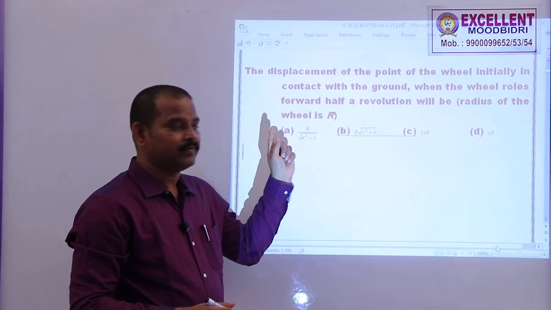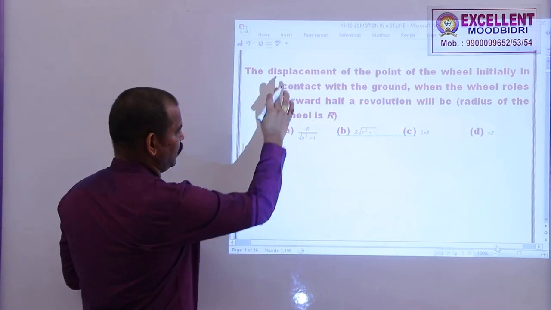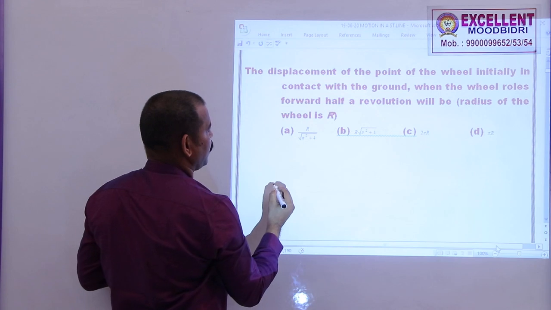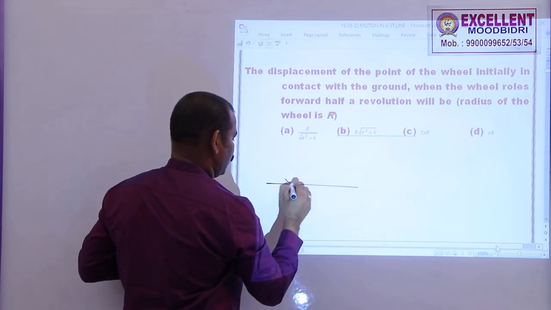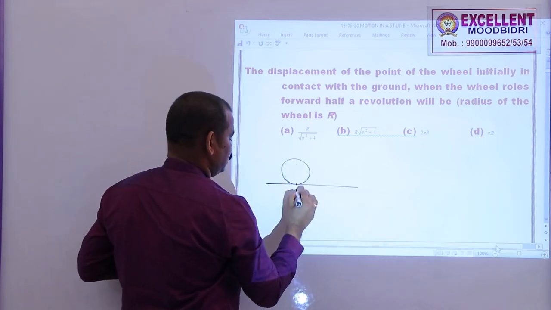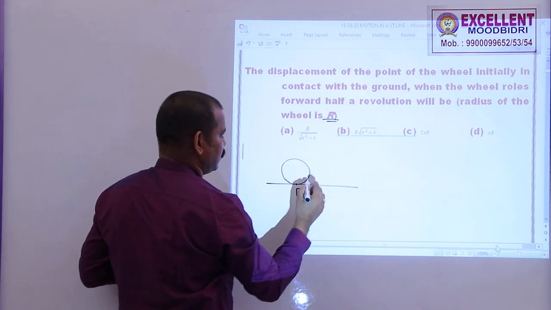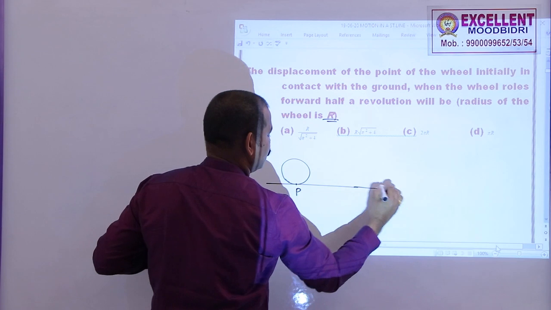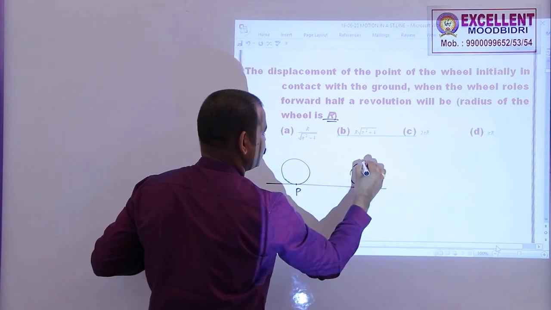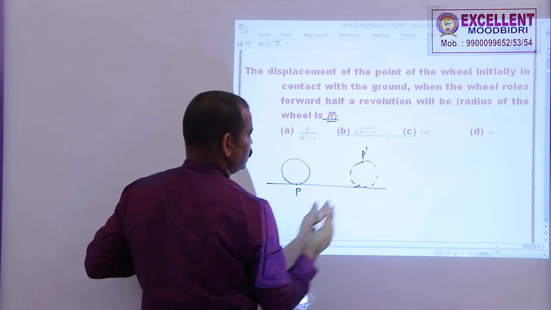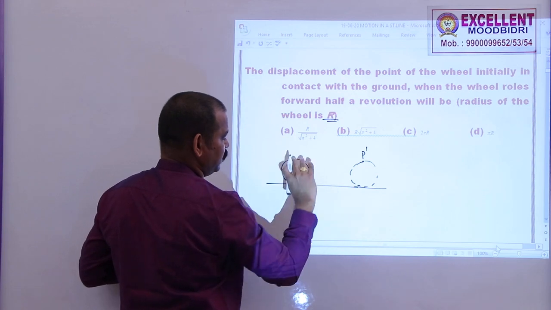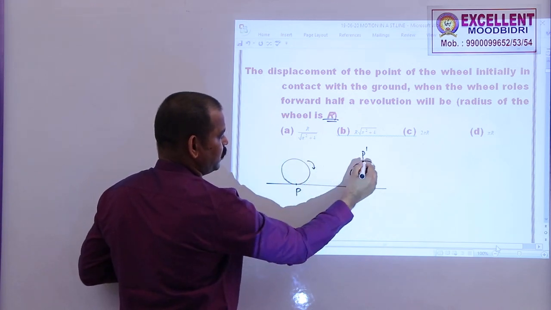A similar problem based on distance and displacement. The displacement of a point of a wheel initially in contact with the ground. This is the ground, this is a wheel, and this is a point which is in contact with the ground. Here the radius of the wheel is given as r. Now after half a revolution, let us say the wheel has reached this position. This is the new position of this point. So it is rotating like this, after rotating half a revolution.